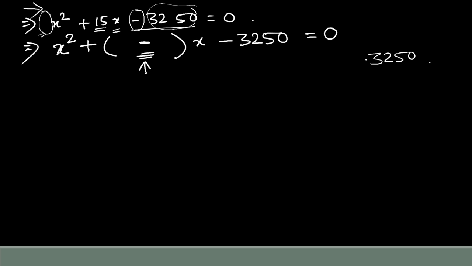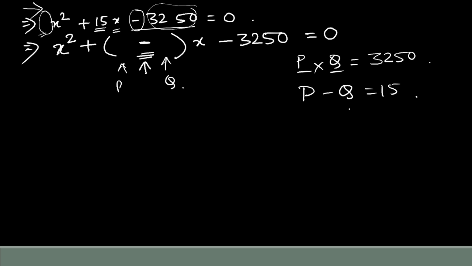Now this should be expressed as a product of two numbers, p times q, such that p minus q should be equal to 15. This is your objective. This is what you need to place here, p and q. Now p minus q should be 15, and p and q should be two factors of 3250. So how do you find factors? You do it by division. Let's say we first divide by 5.